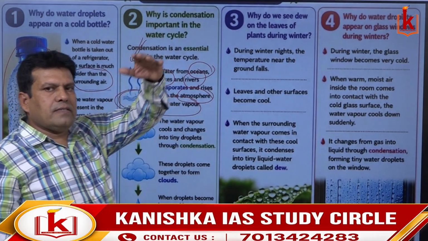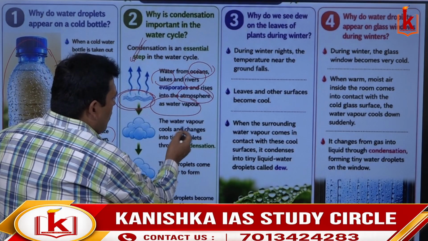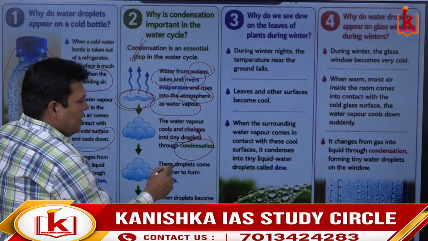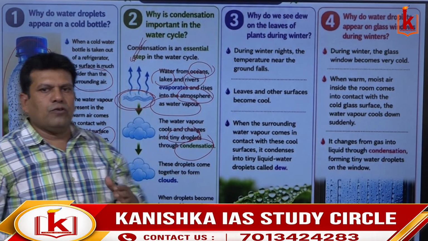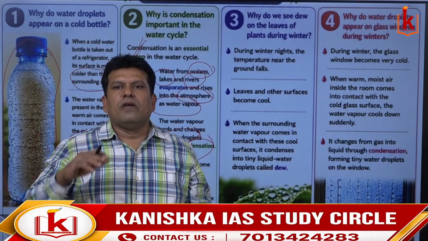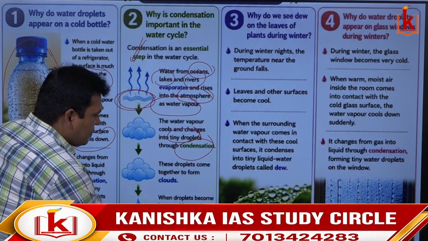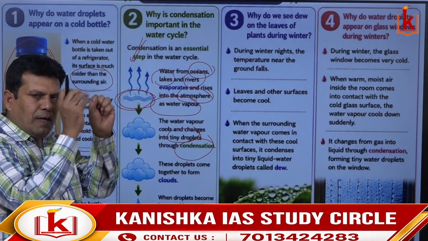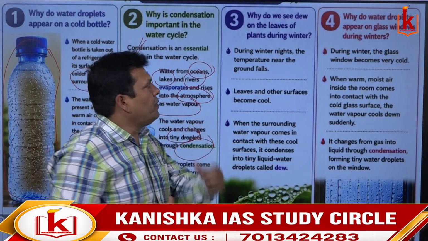As it rises, it finally forms clouds in the troposphere. The water vapor cools and changes into tiny droplets through the condensation process. These droplets come down as precipitation in various forms, like rainfall, hail, sleet, etc. When droplets become large and heavy, because of gravity they come down in the form of rainfall, nothing but different kinds of precipitation.